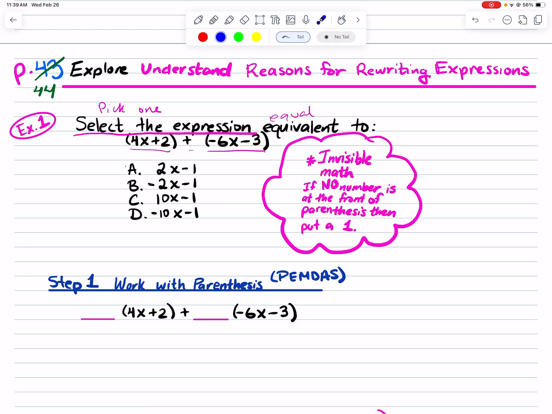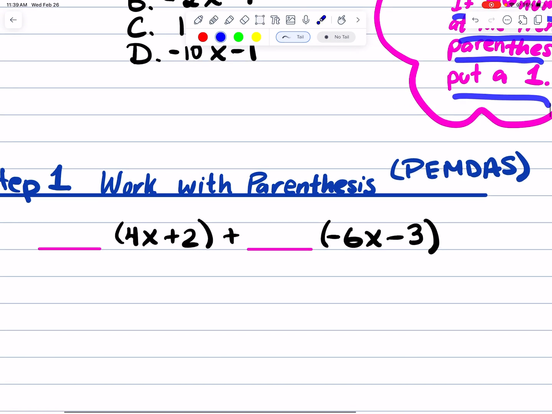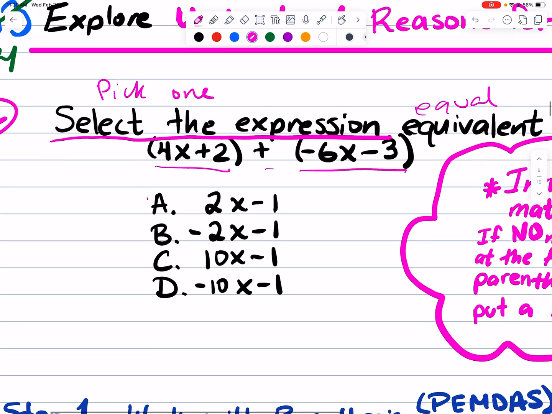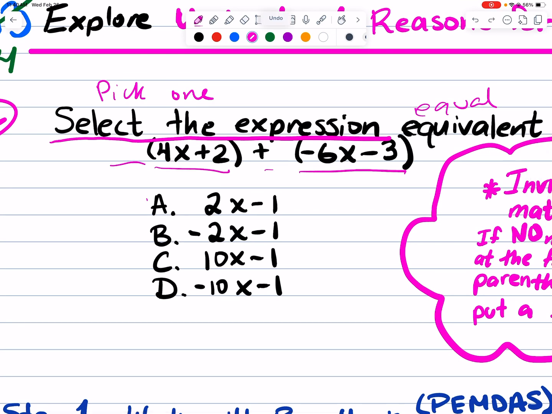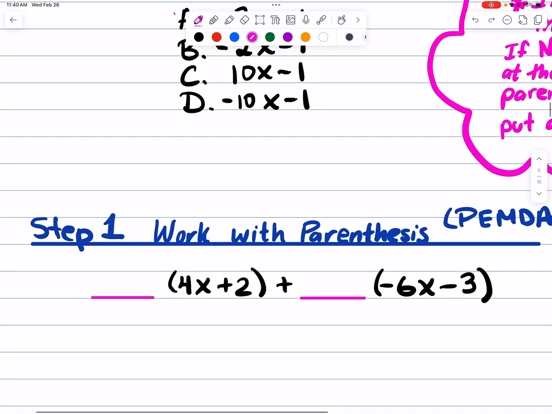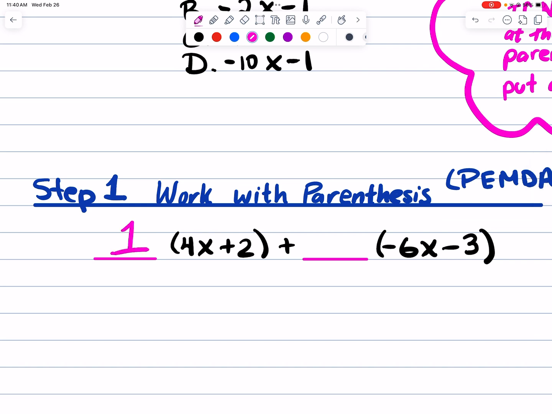So step one, I see right here, we're going to work with the parentheses, like PEMDAS, parentheses first. Invisible math here. If there are no numbers in front of the parentheses, then put a 1. Parentheses mean to multiply, but what if there's no number in front of them? Like this one, there's no number. We still got to get rid of those parentheses, so we put a 1. If there's no number, you put a 1.